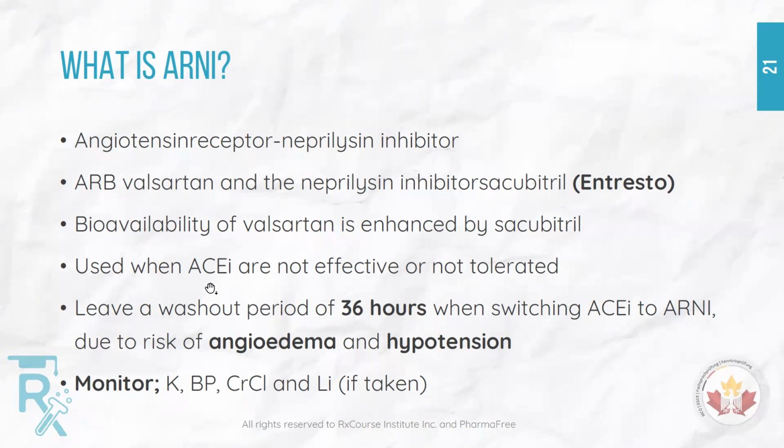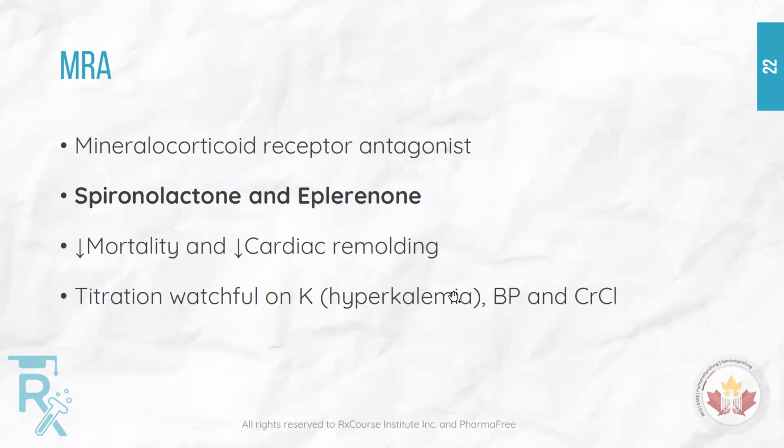And we said that we switch when ACE or ARB are not effective or not tolerated. The washout period is 36 hours when switching ACE to ARNI due to the risk of angioedema and hypotension. We already discussed that. And if it's ARB, we just give it after 24 hours. Like ACE inhibitor and ARB, we need to monitor the potassium, the blood pressure, and the creatinine clearance, and lithium if someone is taking it, like bipolar patients.